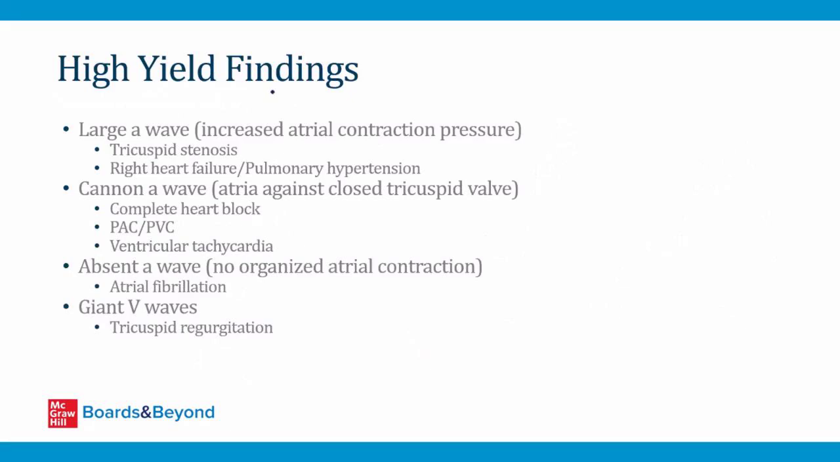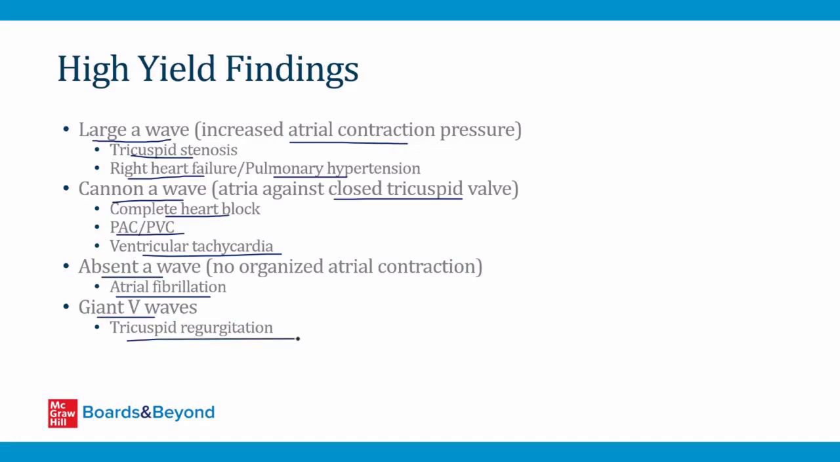So I'll finish with this page of 4 high-yield findings to know about. We talked about the large A wave from increased atrial contraction pressure. You can see this in tricuspid stenosis. You can also see it in patients who have very high pressure in their pulmonary arteries, so patients with right heart failure or pulmonary hypertension. The Cannon A wave occurs when the atria contracts against the closed tricuspid valve. You see this in complete heart block, PACs or PVCs. You can also see this in ventricular tachycardia. Then the absent A wave always means no organized atrial contraction. This occurs in AFib. And as we just talked about, the giant V waves are seen in tricuspid regurgitation.